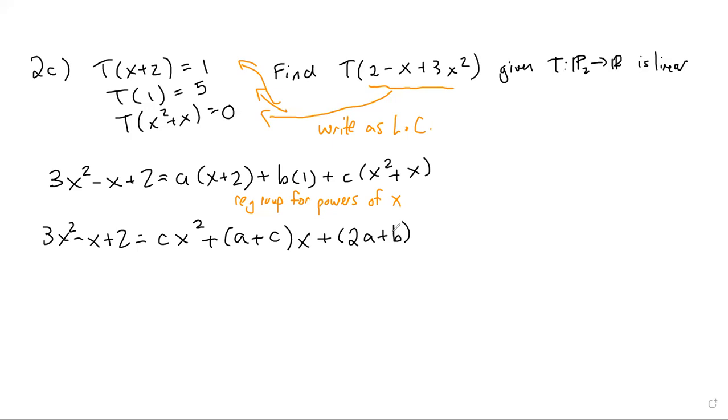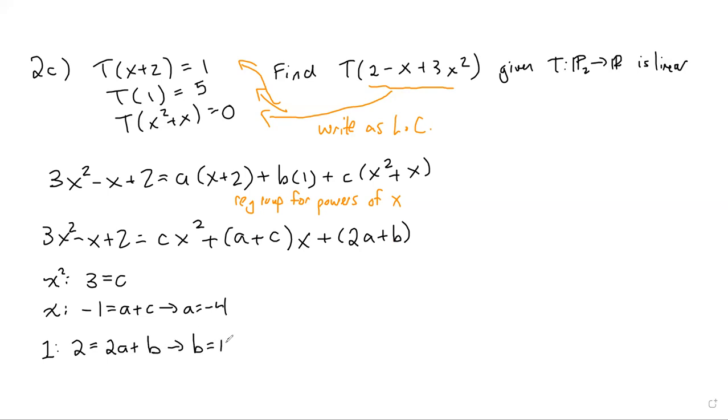So this should allow us to solve for each of them. So now if I group coefficient by coefficient, for the x squareds, the coefficient is 3 on the left and c on the right. That tells us c. For x, I've got -1 on the left should be equal to a plus c. And I can solve that without using a matrix or anything. Since I know c is 3, this should tell me that a is -4. And then for the constant term, I've got on the left 2 is 2a plus b. And since I know a is -4, this should tell me that b is 10.